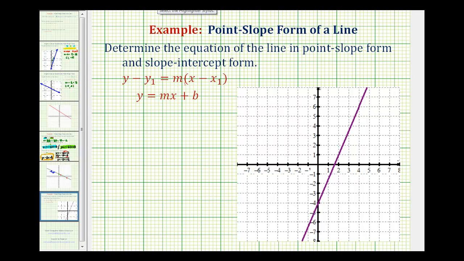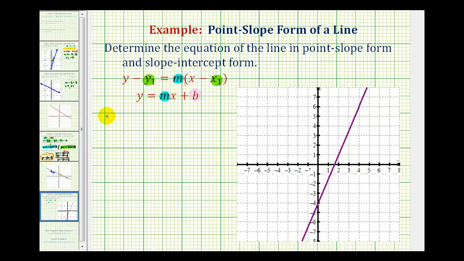We want to determine the equation of the line given the graph of the line in both point-slope form and slope-intercept form. So just to review, remember m is the slope of the line, and then in point-slope form of a line, x sub 1, y sub 1 is any point on the line, and in slope-intercept form, b is the y-intercept. Let's start by determining the slope of the given line.